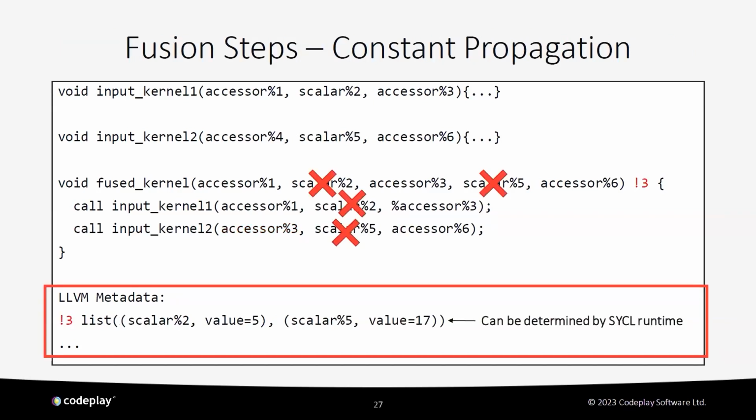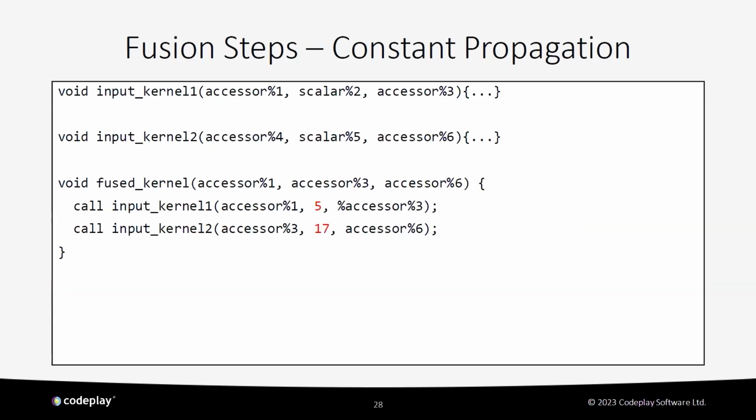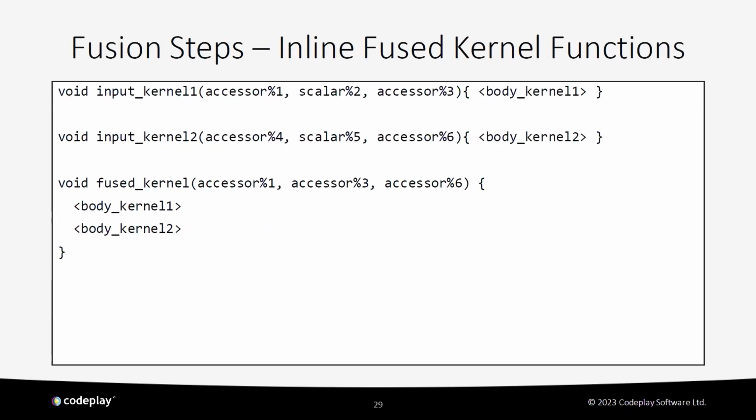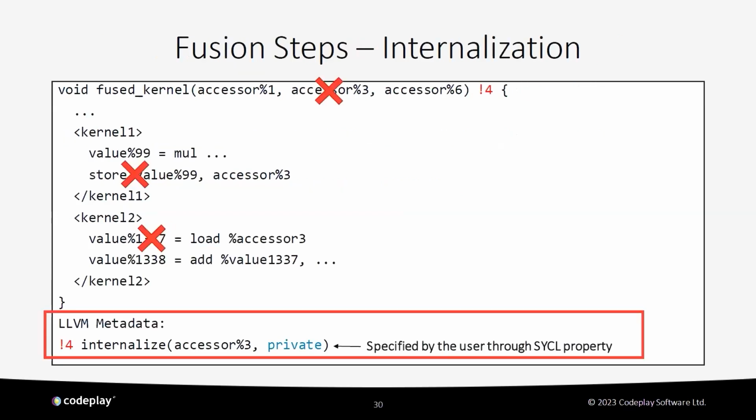Okay, we also perform constant propagation here. We have that information at runtime. We can use it, why not? So we just use that information, and basically for scalar arguments, we get rid of them and just use the constant information. And finally, as a last step, we inline the fused kernel functions, perform generalization, and then run all of the optimizations that we can run in order to get the final result.